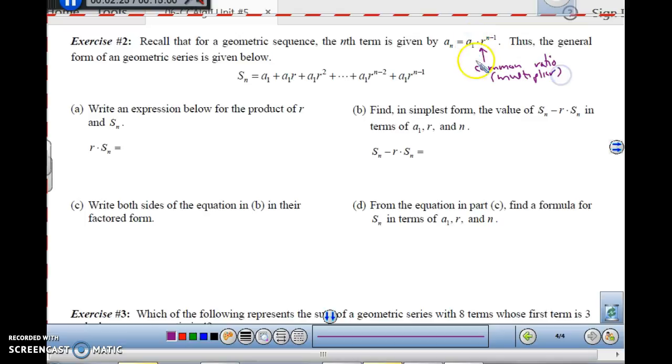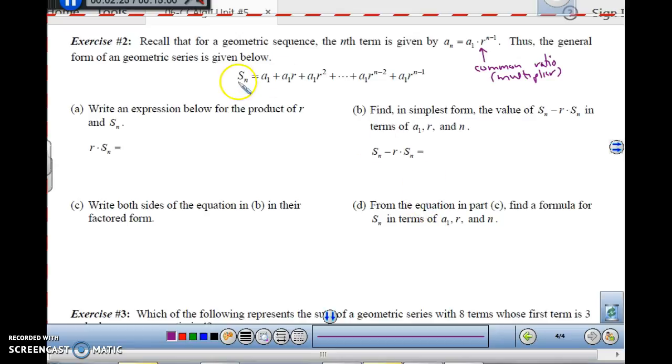When you multiply the first term times the common ratio, you multiply it whatever number of term you're on, 1 less than that, because you're starting at the first term, not the 0 term. So if I'm going, for example, to the 10th term, I would multiply r 9 times. If I'm going to the 15th term, I would multiply r 14 times. So just to remind us what the geometric sequence means.